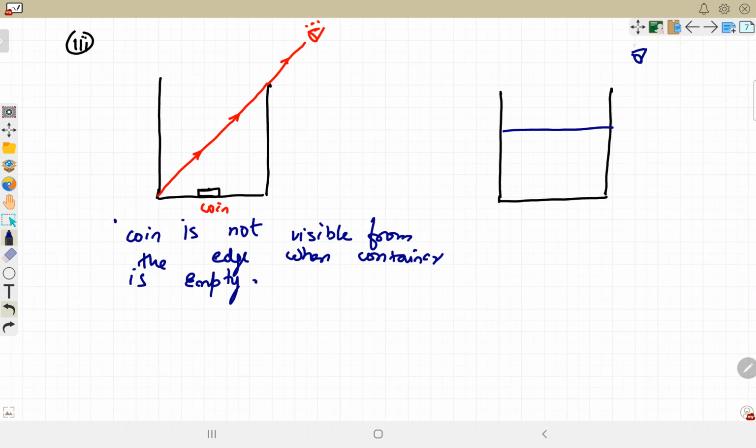So earlier, only the light coming from this corner O was reaching his eye. Now the light rays coming through the coin also enter the person's eye, because the light ray will suffer a refraction. Light should always start from the object.